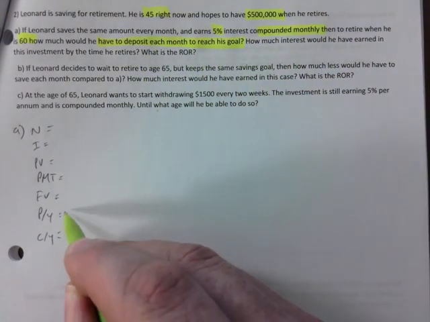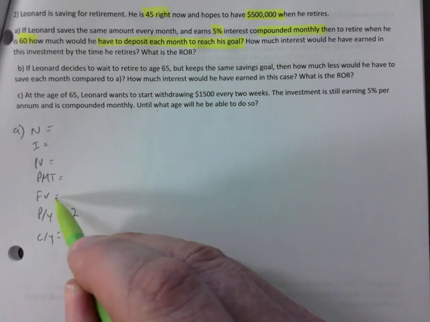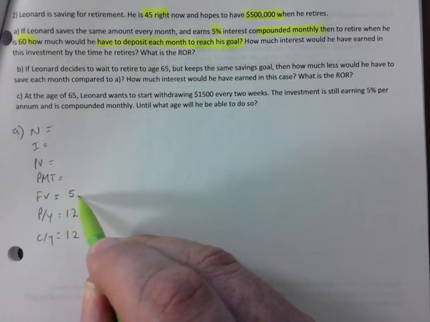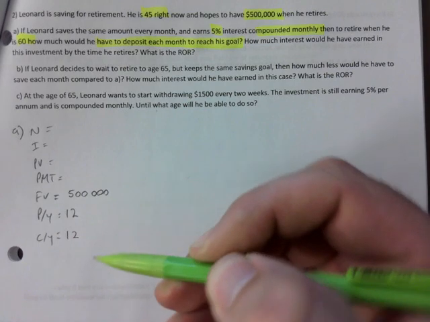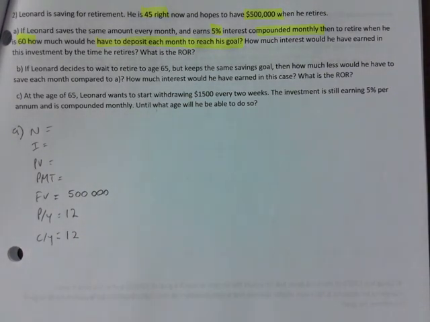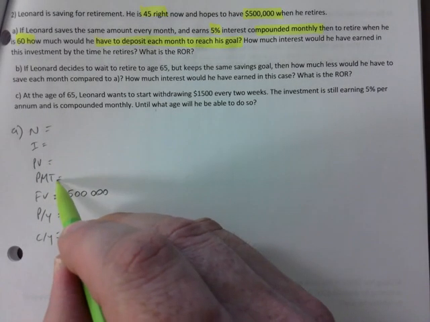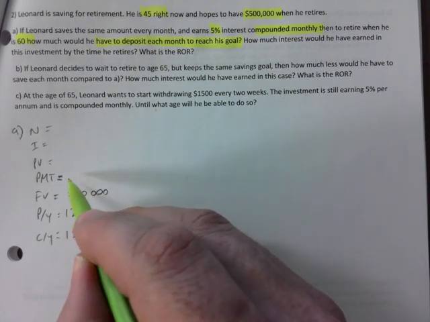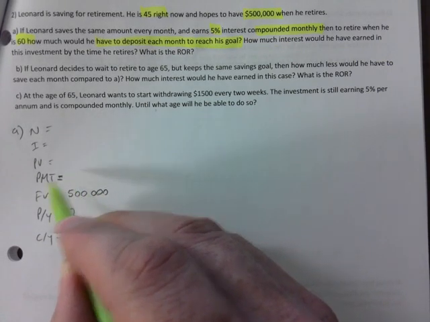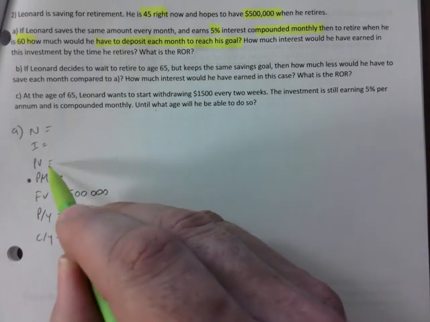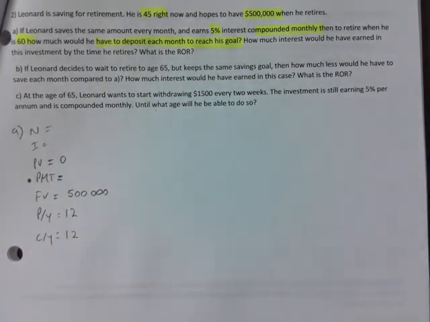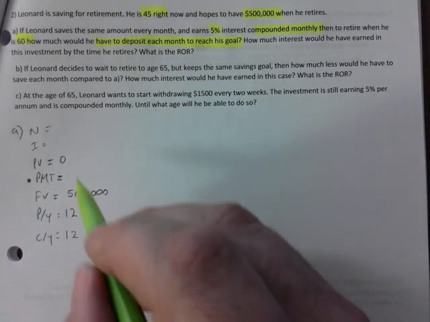So I'm going to go 12 and 12. Future value is what you want. It's going to be 500,000. I want to emphasize that it's positive because once it's your goal, technically now it's your money. It's coming towards you. The payment is what we're trying to figure out. Present value: it doesn't mention any big initial amount, so it's just 0.